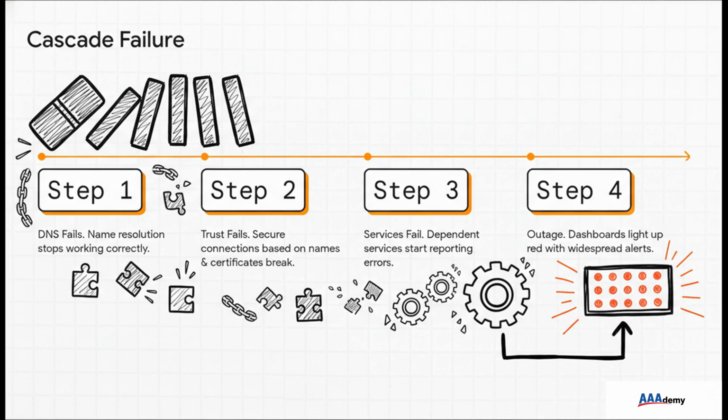Just imagine your DNS server has a little hiccup. That's the first domino. Suddenly, services can't find each other by name. Then secure connections that rely on those names, they start to break. When that trust fails, all the services that depend on each other start to fall apart. And before you know it, your dashboard is a wall of red with dozens of errors. But they all trace back to that one single initial failure. The expert's job is to ignore all that noise and follow the breadcrumbs back to the source.